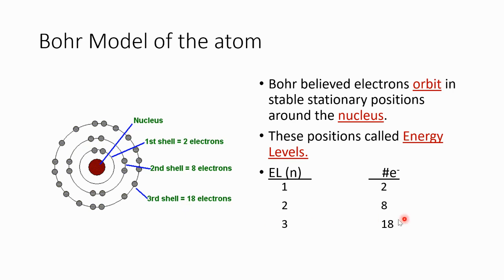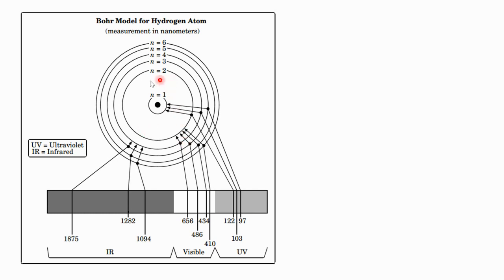The second shell holds a total of eight. The third shell holds a total of 18, and you will need to know this to fully understand what we're getting into with electrons. So, here are a couple of applications.